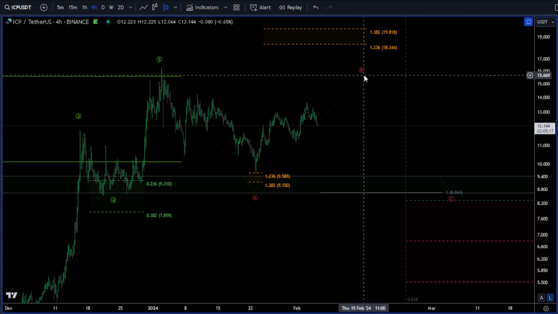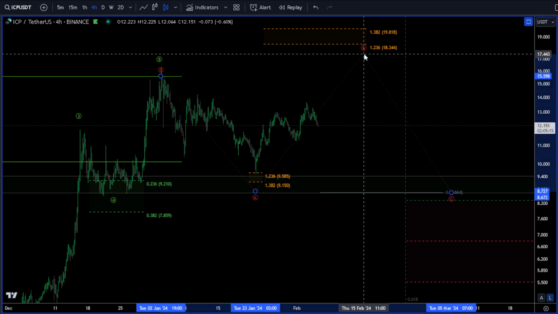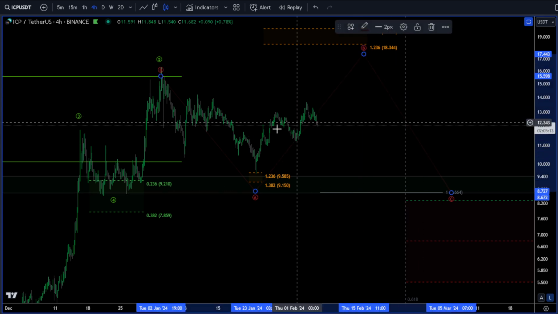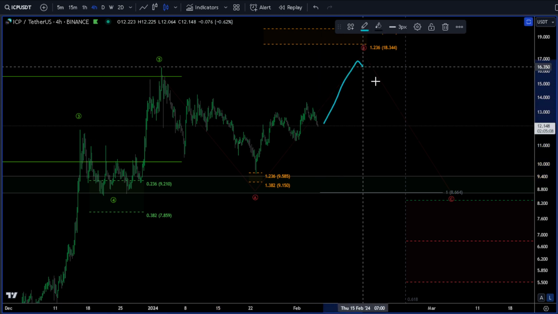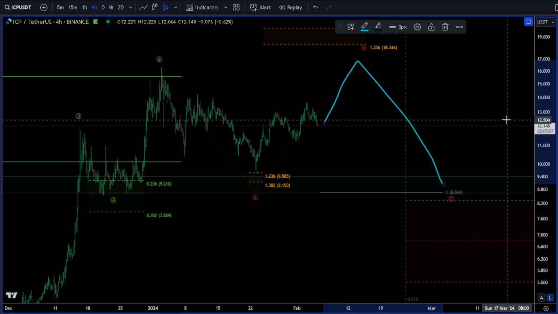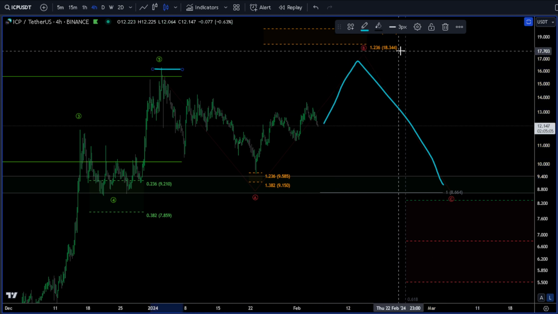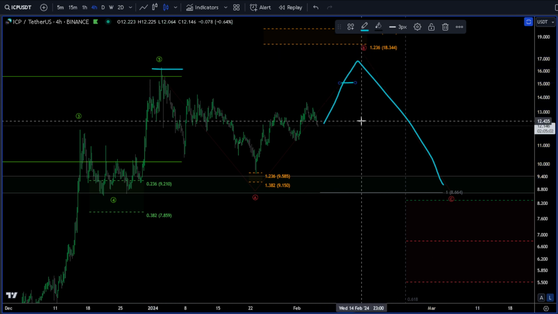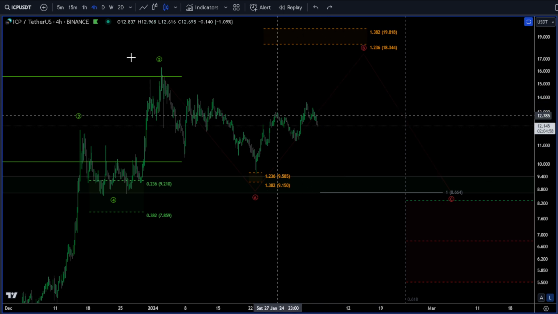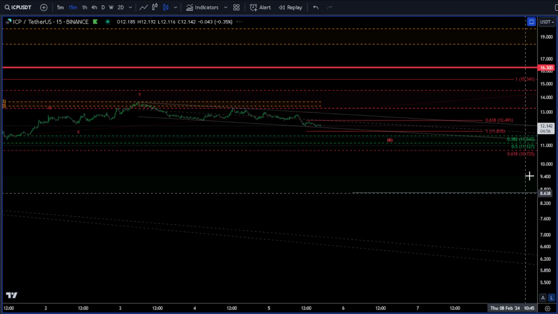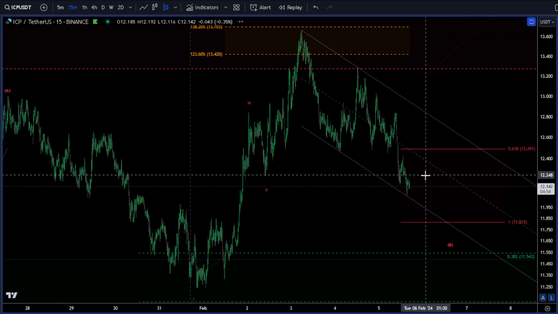So right now, I have this as my primary, expecting some sort of flat pattern here for our B wave to the upside before making our C wave to the downside. So challenging these highs, potentially break them or just come up shy. Hard to say right now until we get a move to the upside so we can target. So let's go down to the 15-minute.